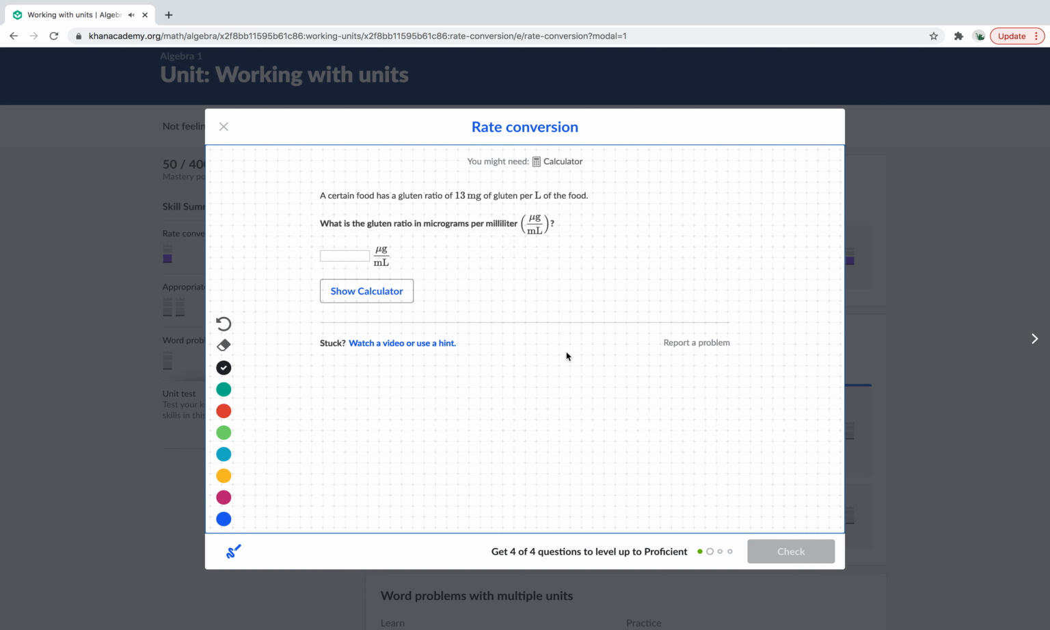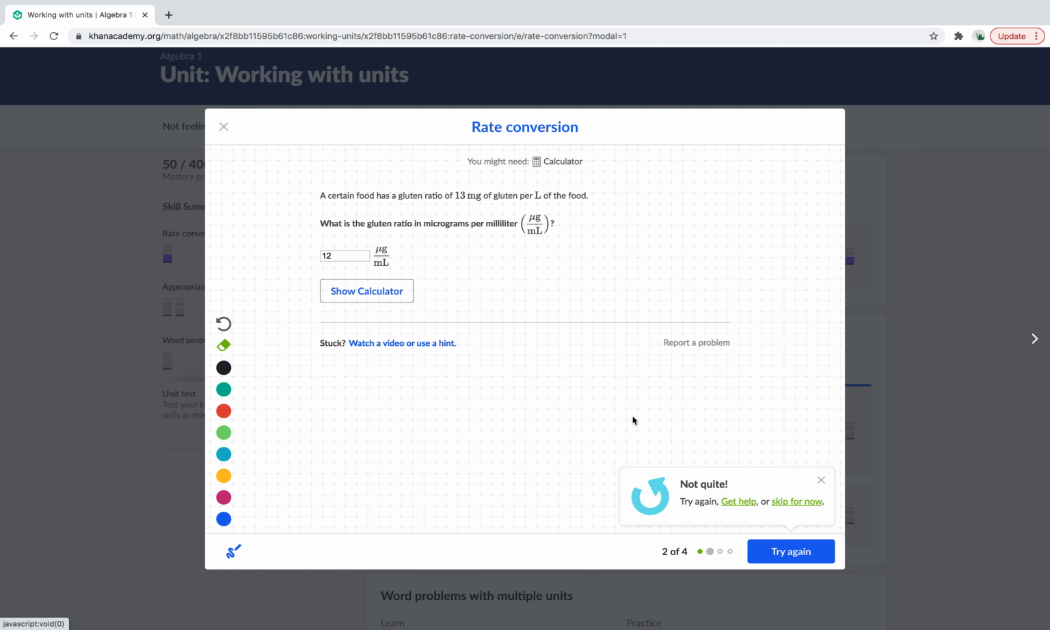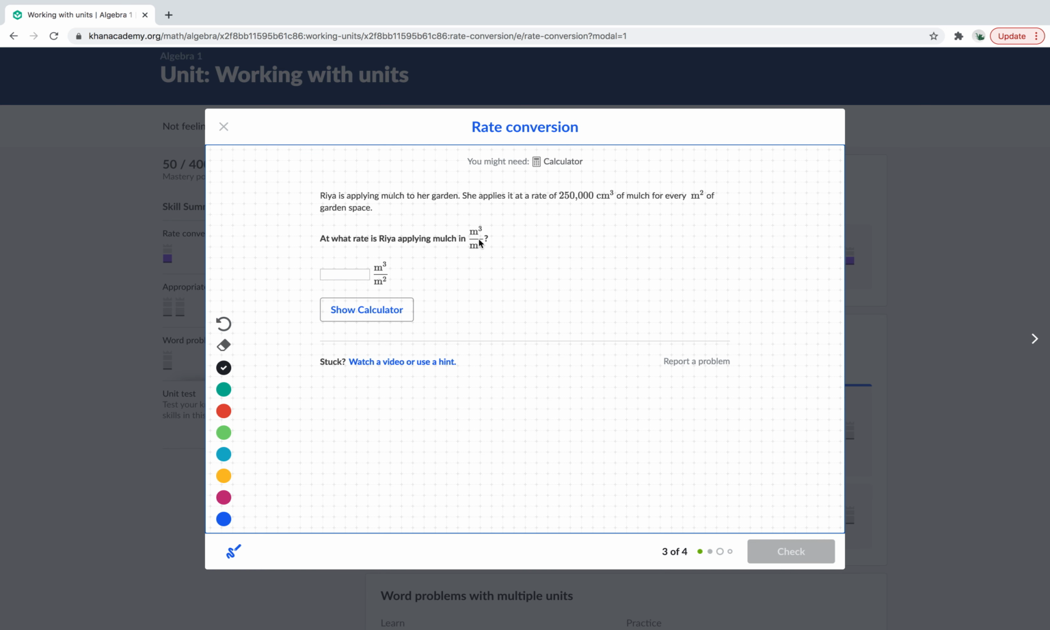Next I want to show you this other type of question that is pretty confusing. So I'm going to show you. A certain food has a... Oh, okay, this is not the one I want to show you. I'm just going to type a random answer to skip it. Oh, here it is. You see how this has a cube and a square? That's what I'm trying to tell you about.